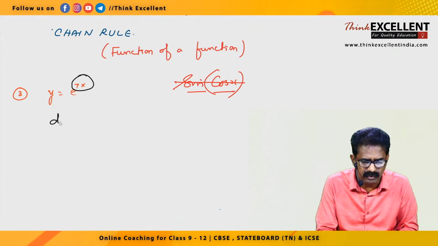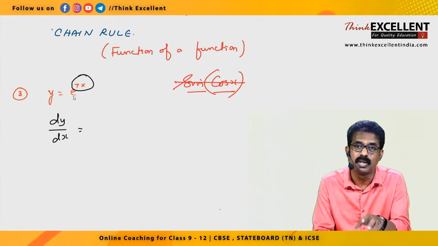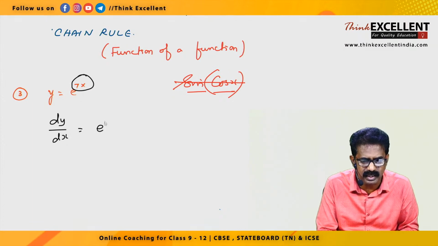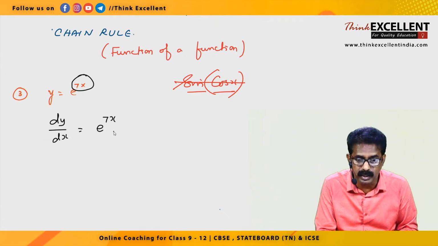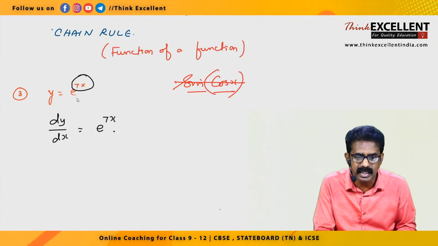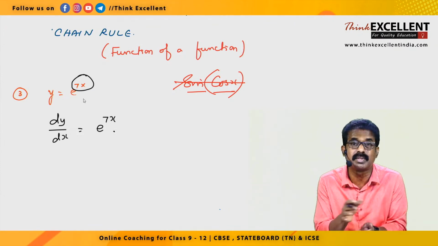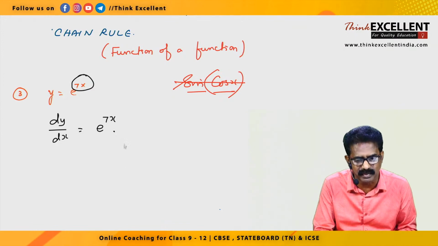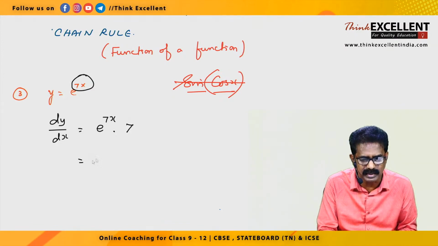So we differentiate. dy by dx is equal to, what is the derivative of e raised to x? e raised to x itself. So for e raised to 7x, it is e raised to 7x. But don't stop here, because here it is not e raised to x; instead of x we have something else. What is there in place of x? 7x. So differentiate that. 7x derivative 7. So your answer is 7 e raised to 7x.